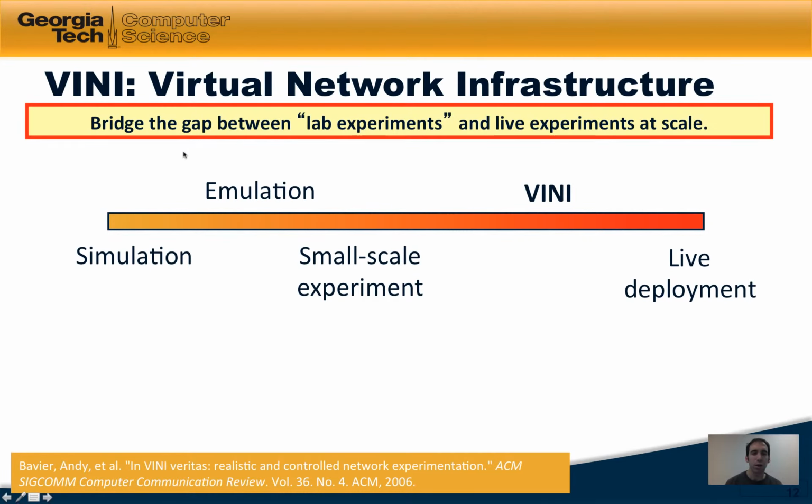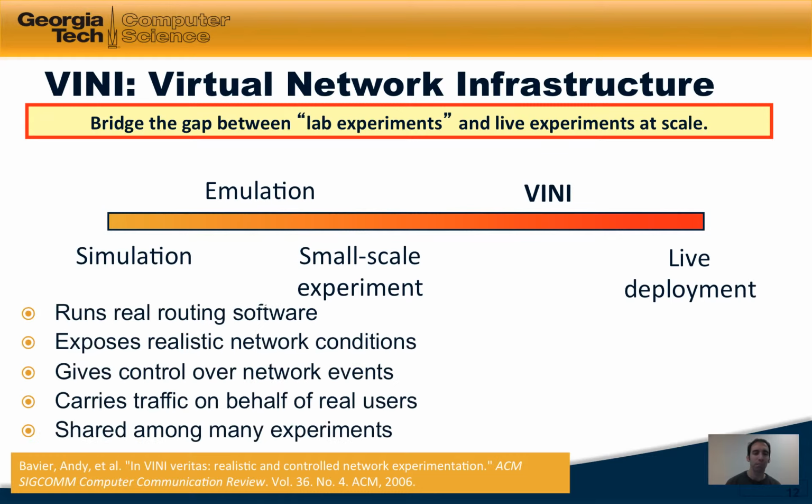The idea here was that on one hand, we had controlled repeatable lab experiments that were potentially not so realistic, and on the other hand, we had live deployments which were very realistic, could scale up, run real traffic, but not necessarily be repeatable. And the idea here was that we could use network virtualization to bridge the gap between repeatability and realism. So VINI runs real routing software, exposes realistic network conditions to the applications running on it.